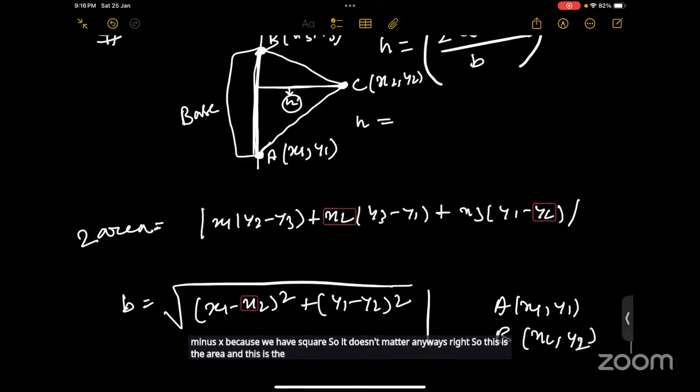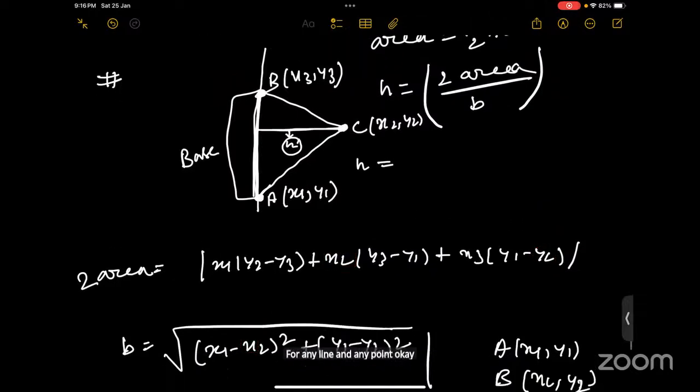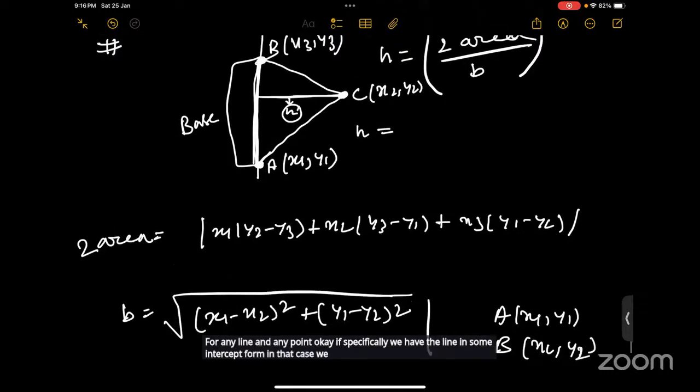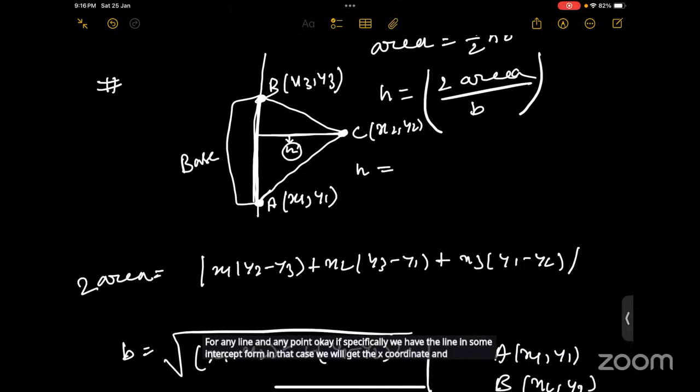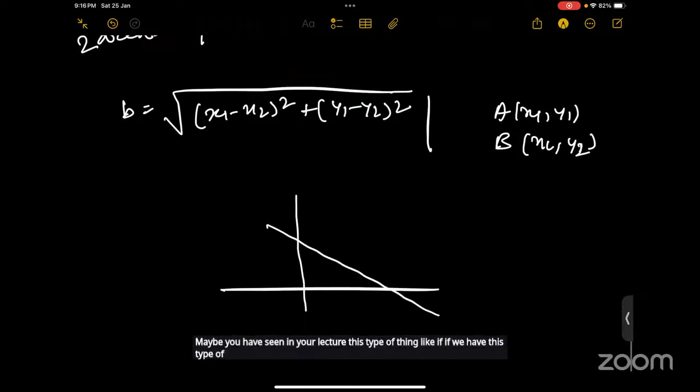Now we have these 2 things. So using these 2 things, we can calculate the height for any line and any point. Okay. If specifically we have the line in some intercept form, in that case, we will get the x coordinate and y coordinate 0. Maybe you have seen this type of thing in your lecture. If we have this type of line, we can consider these 2 points. For this point, we will get the y coordinate 0, and for this point, we will get the x coordinate 0, right?